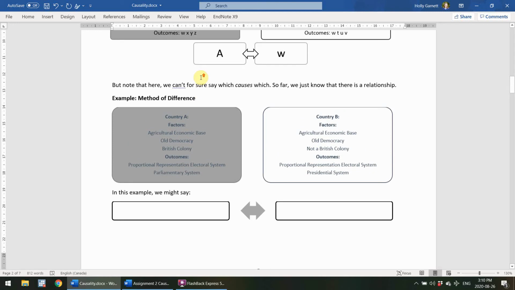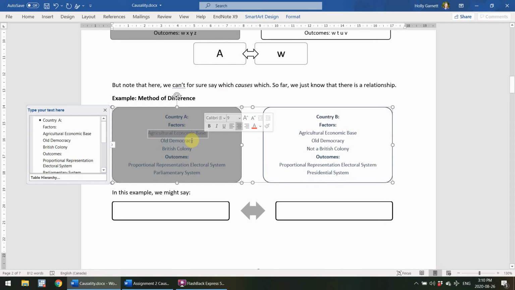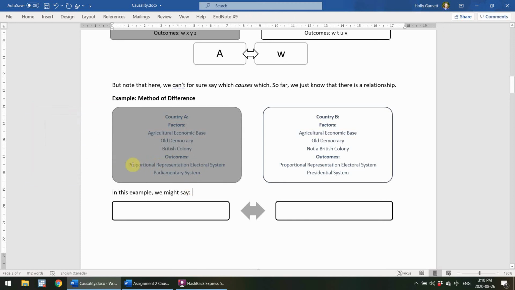This is an example with the method of difference. We have two countries. Country A has an agricultural economic base. It's an old democracy. It's a former British colony, or a current British colony, we'll say. The outcomes we notice about this country are that they have a proportional representation system, and they are also a parliamentary system. Okay, so then we see country B.